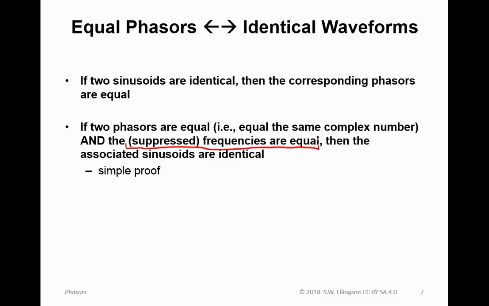Let me say that again. If two phasors are equal, then their associated sinusoids are equal. That's a pretty simple proof, and you can find that in the book. But this is key because it enables phasors to stand in as waveforms. And I don't know about you, but given the choice between dealing with complex numbers and dealing with waveforms, I would rather deal with the numbers.